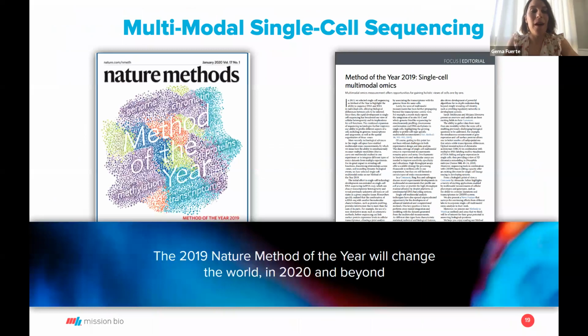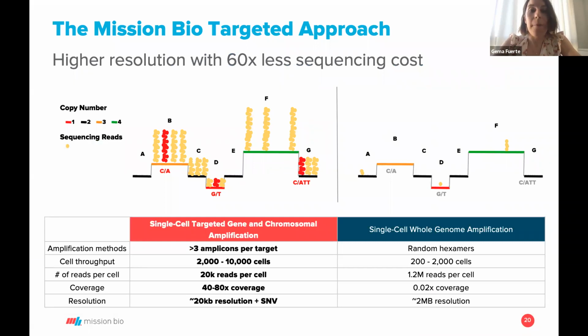As you might know, multi-modal single cell sequencing was named by Nature Methods as the method of the year in 2020. So we are so excited to be part of this exciting application, because we now have SNV, CNV, and protein. Starting with the CNV approach, just to give you a quick overview: the single cell CNV solution is targeted. That means that you can direct the amplicons to the regions you are truly interested in. So you get the maximum coverage with the maximum resolution at the minimum sequencing costs.